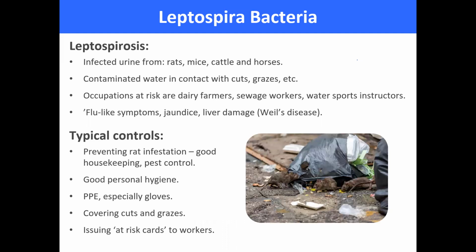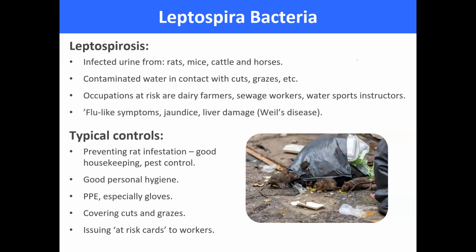Then there is Leptospira. Leptospira is a bacteria found in the urine of rats. Infected rats or animals carrying this bacteria will have it present in their system, mostly mice, rats, horses, and other cattle. It can contaminate the water, and people who come in contact with that contaminated water can be infected as well.